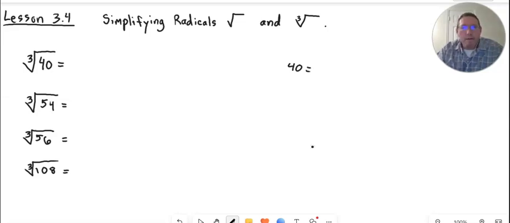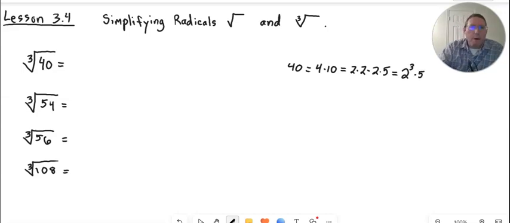Only now, instead of canceling squares, we're going to cancel cubes. So 40 is the same thing as 4 times 10. 4 is the same thing as 2 times 2, and 10 is the same thing as 2 times 5, and therefore, see what we have here? We have 2 times 2 times 2 times 5. So that's 2 to the third power times 5. Okay? And so this is the same thing as the cube root of 2 to the third power times 5.